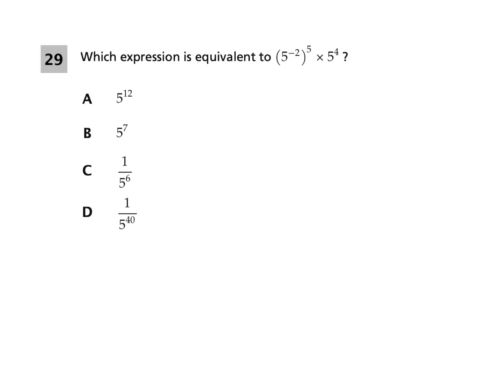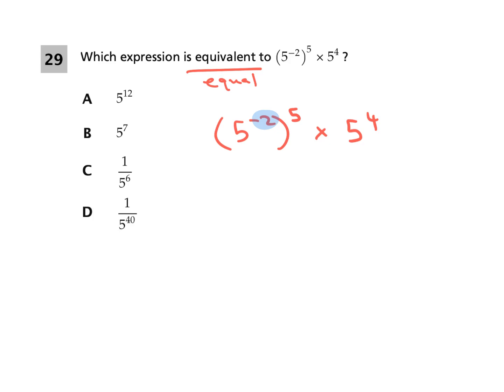29. Which expression is equivalent, just means equal, to 5 to the negative 2 to the power of 5 times 5 to the power of 4. So here we just make use of laws of exponents. Now you can also just plug this all into your calculator and compare everyone, but I think that's not really what the problem is asking you to do. So let's do it this way, okay?